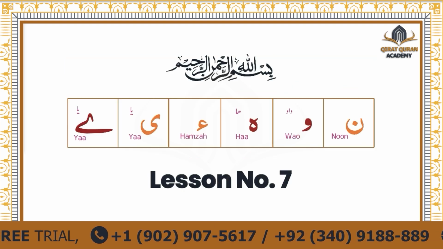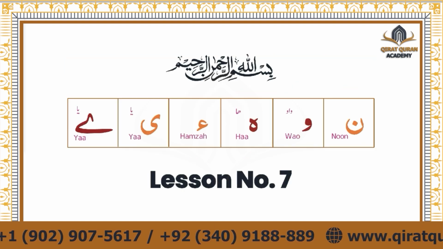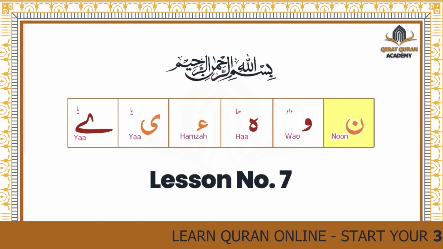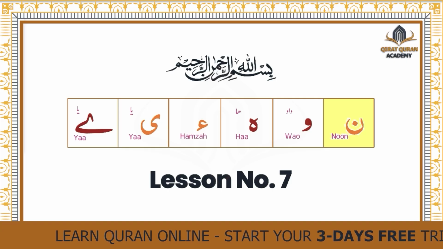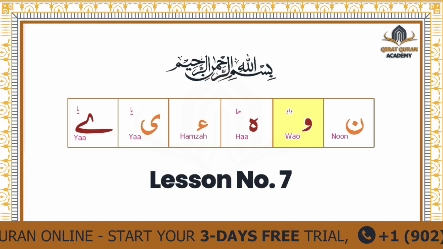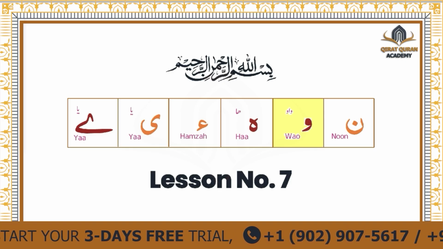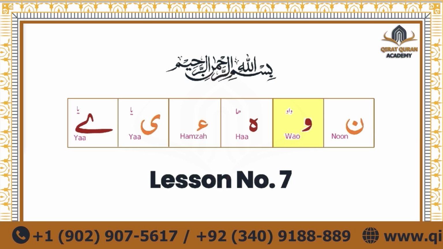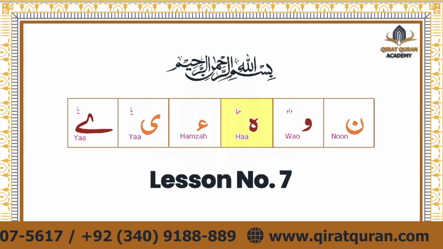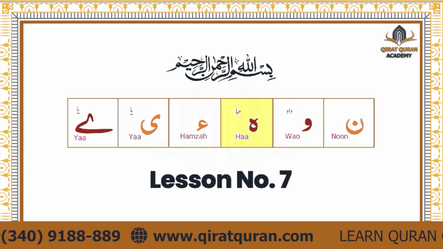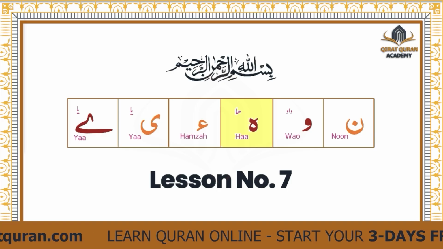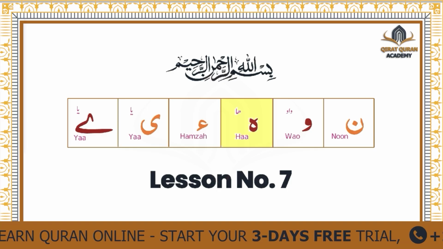So in this lesson, we read 6 letters. The first one was Noon. Then we read that the formation of this letter, it has a semicircle like the half round shape, and then a dot in the middle. Then the next letter we read is Wow. It has a round shape in the beginning, as you can see here. Then it's coming down like Dal. The next letter Ha. The formation of this letter is like an oval shape. As you can see, it has an oval shape. So this is the formation of this letter.